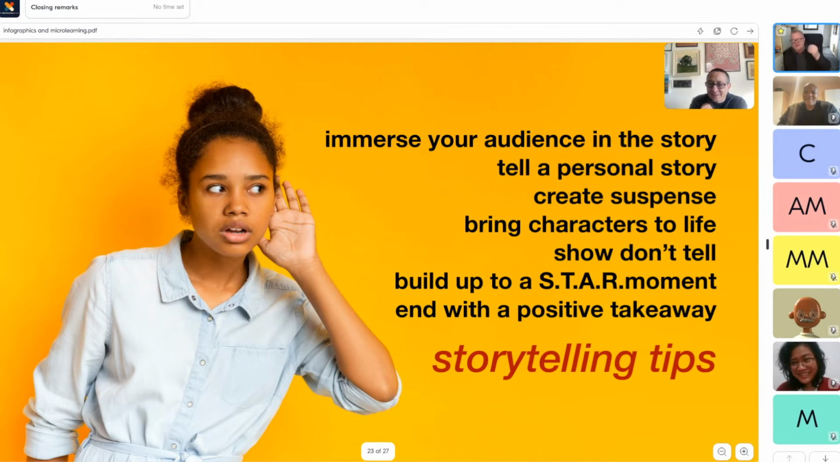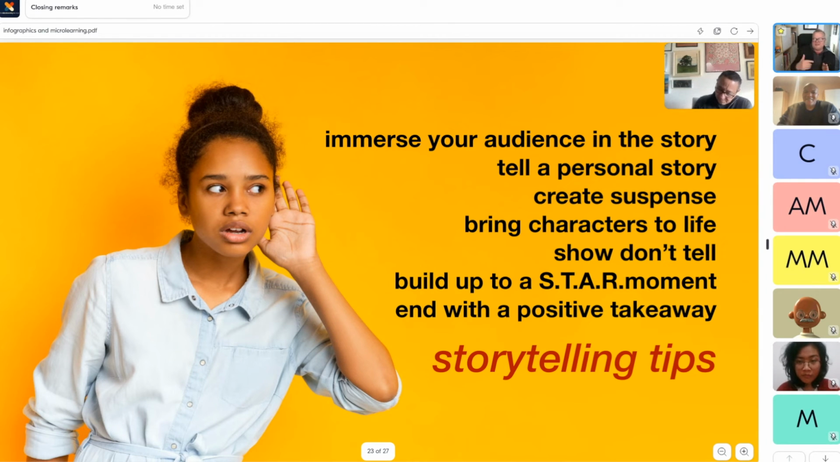A STAR moment is something in your graphic that you create so they'll always remember it. This comes from the root of Hollywood storytelling arcs. If there's something brilliant that happens, they'll always remember it. So even in your graphic, where is your STAR moment? Where is the thing where they go, oh, yeah? Because if you can do that, it creates something they'll always remember.